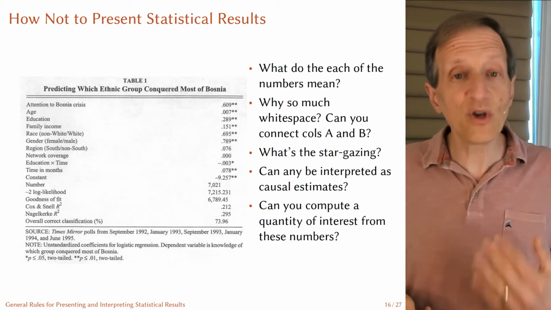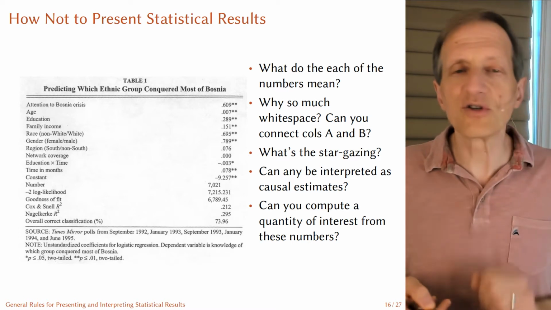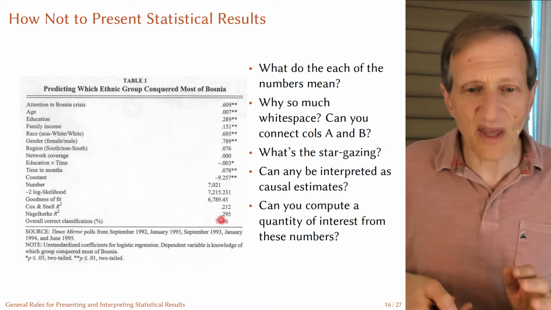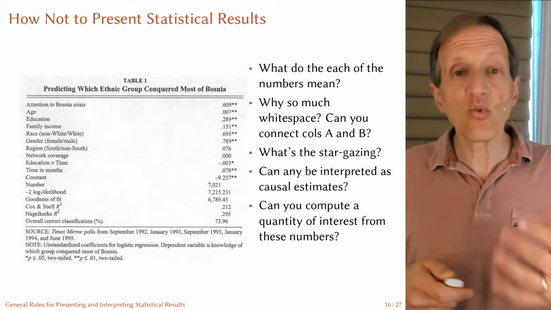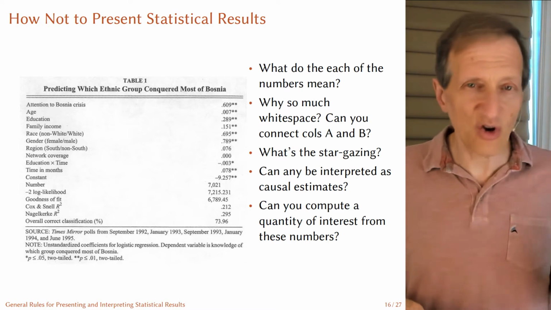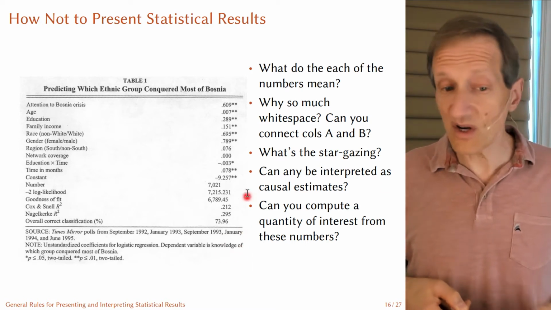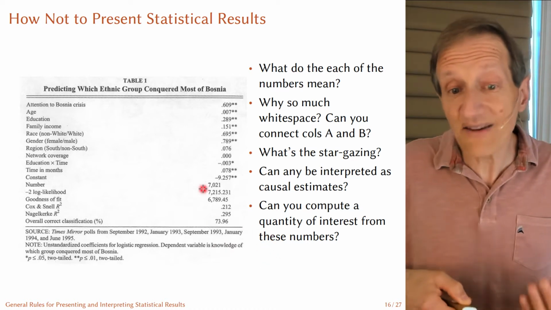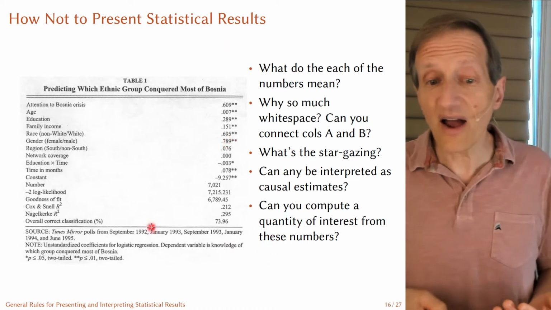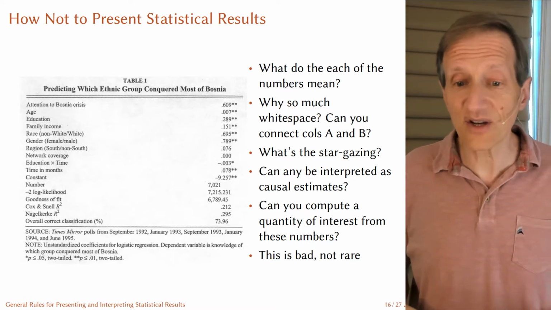Can you compute a quantity of interest from these numbers? In other words, let's suppose these are just logit coefficients, which they appear to be, and you wanted to calculate a quantity of interest from them. Well, to simulate, as you saw earlier, you're going to need the variance-covariance matrix. So you're not getting the variance-covariance matrix. You're not even getting the standard errors. So how are you going to simulate any quantities of interest from this? It doesn't seem like you can.